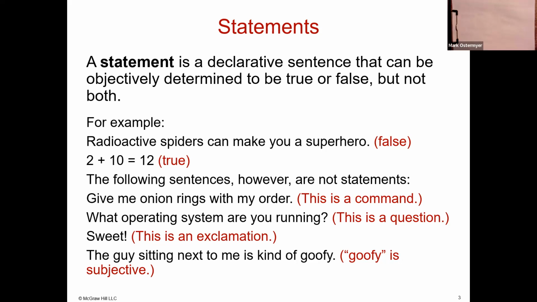Now, here's one that's certainly objective. 2 plus 10 is equal to 12. That is true all day long. Do you agree? So that is a statement.